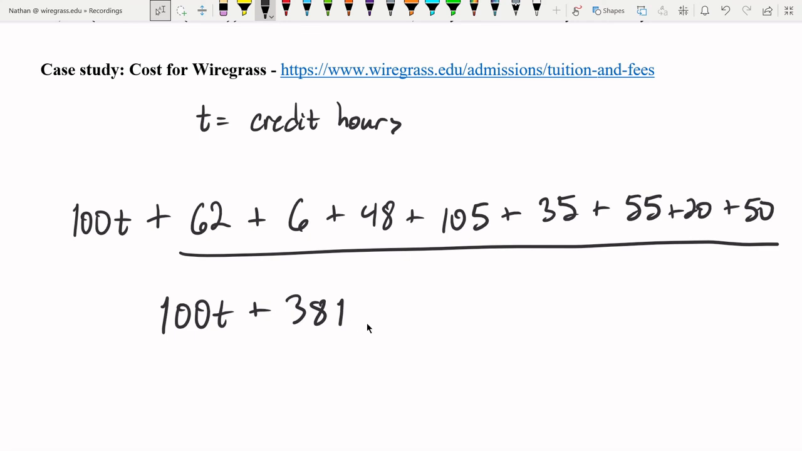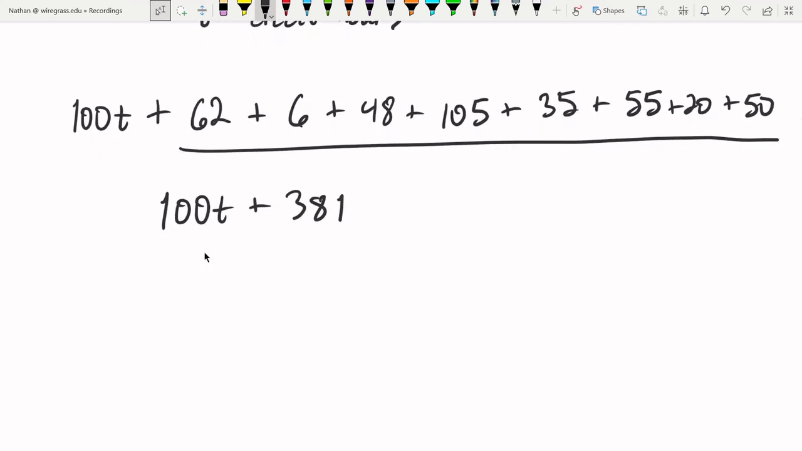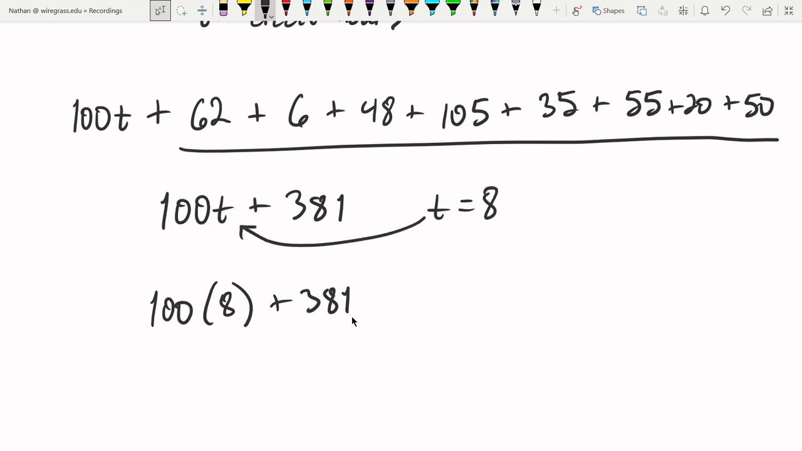$381. So now we can test this thing out. Since the last column in the document had the costs, we can actually test it to see if we have an accurate model for this situation. So let's say we took 8 credit hours. Let's plug in 8 into there. So when t equals 8, we just plug it into our expression. 100 times 8 is 800. We have to do that first by order of operations. And then we can add these two together. That's going to give us 1181.